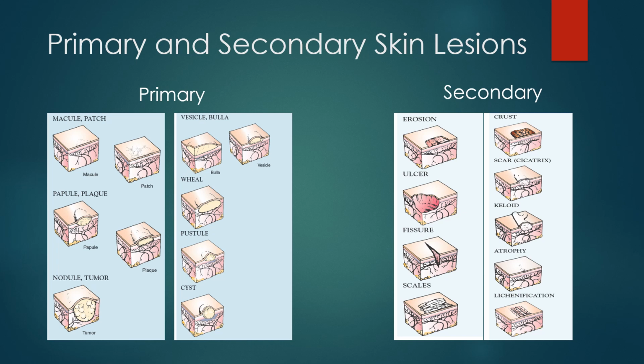We have 3 different types of skin lesions: primary, secondary, and vascular. Primary skin lesions are the initial lesions and are characterized by the disease itself. Primary lesions include macules, papules, nodules, vesicles, wheals, pustules, and cysts. Secondary lesions result from changes in the primary lesion from external causes like scratching, trauma, and infection. Secondary lesions include erosions, ulcers, fissures, scales, crusts, scars, keloids, atrophy, and lichenification.